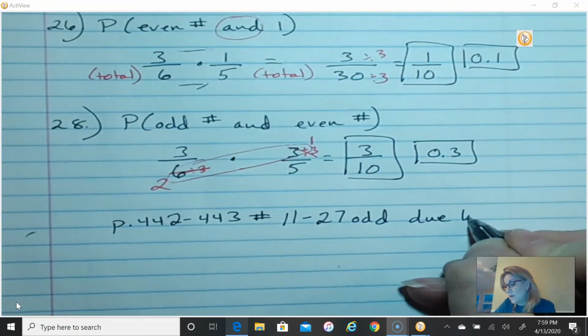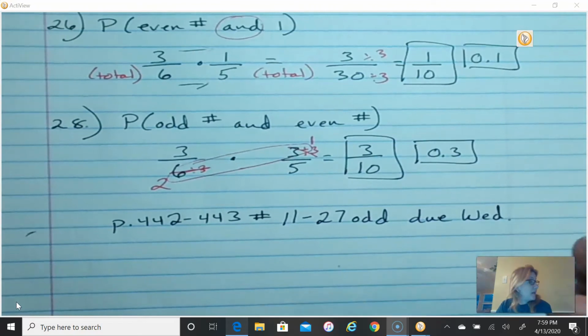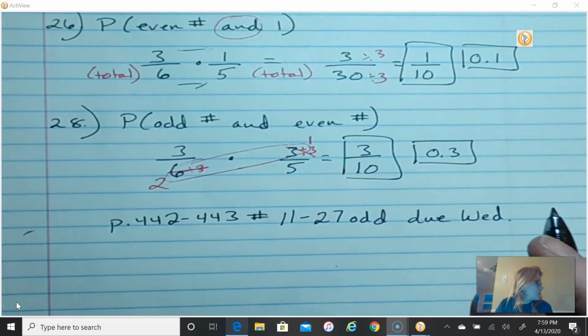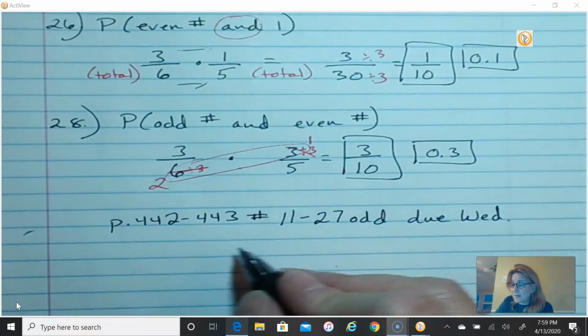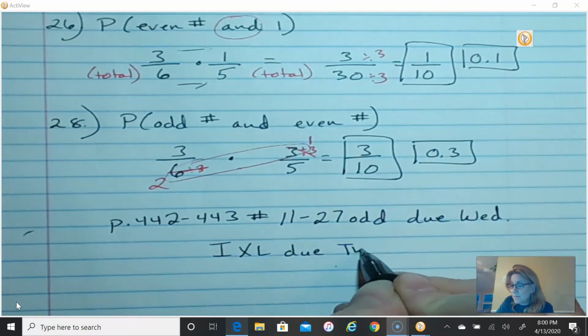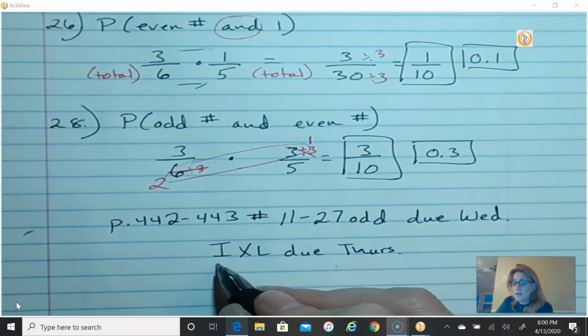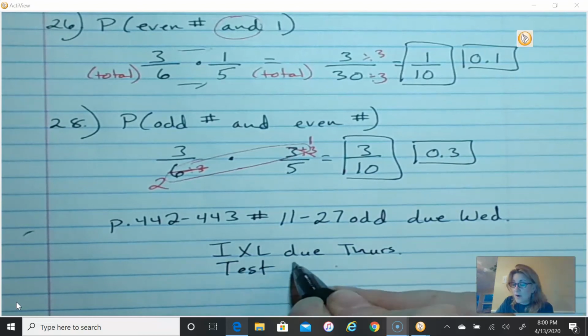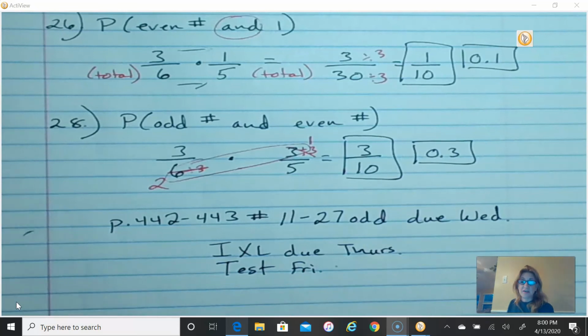This is going to be due Wednesday. Your IXL is due Thursday. And you have a test on Friday. This is the last section that we're doing in this chapter, so be sure to start studying, okay, guys?